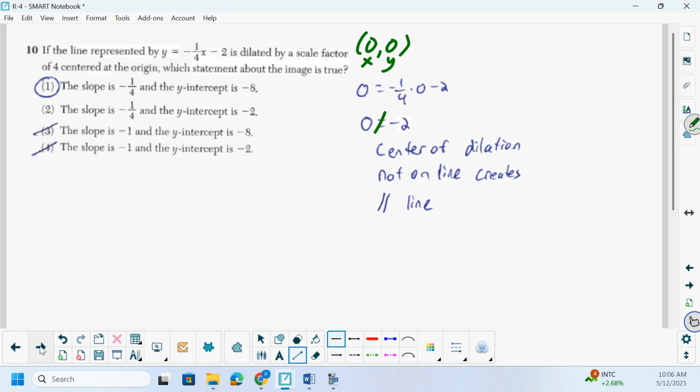So we're looking for the options that have the same slope, which would be choices 1 and 2. Of those, now do the scale factor of 4, multiply your -2 by 4, and you get the -8. It would have been choice 2 if the center of dilation had checked out. Because if the center of dilation is on the line, the equation is just the exact same line. So we would have had same slope and same y-intercept. But because it didn't check out, we have a parallel line, which should have a different y-intercept.